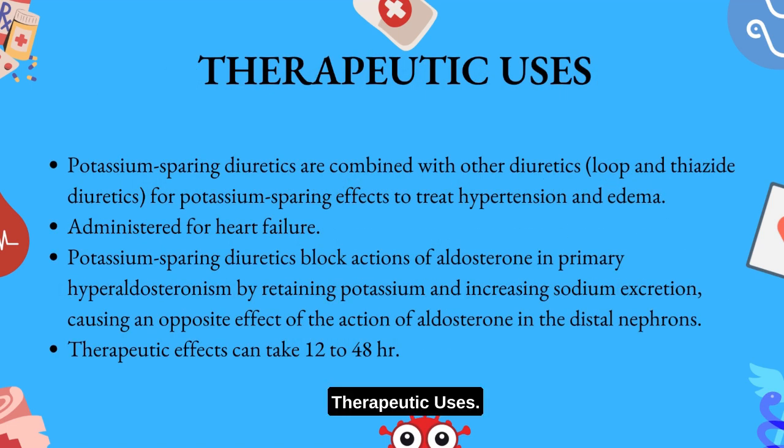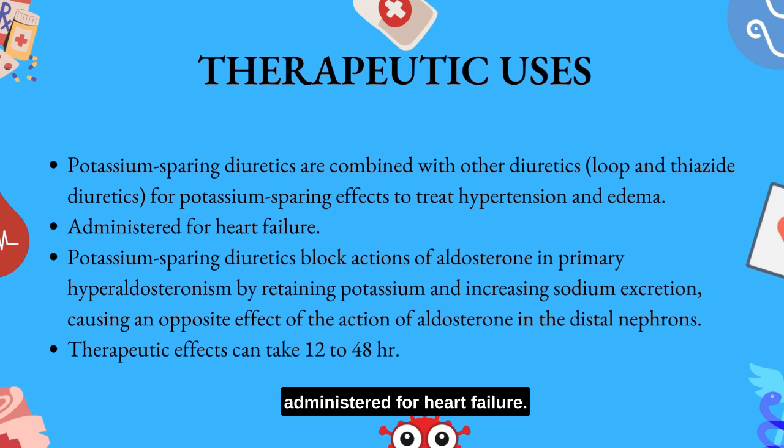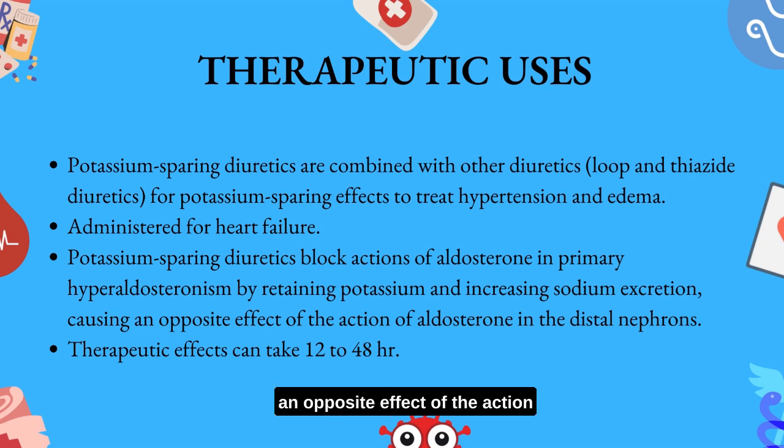Therapeutic uses. Potassium-sparing diuretics are combined with other diuretics, loop and thiazide diuretics, for potassium-sparing effects to treat hypertension and edema. Administered for heart failure. Potassium-sparing diuretics block actions of aldosterone in primary hyperaldosteronism by retaining potassium and increasing sodium excretion, causing an opposite effect of the action of aldosterone in the distal nephrons. Therapeutic effects can take 12 to 48 hours.